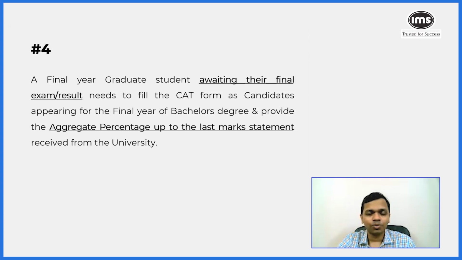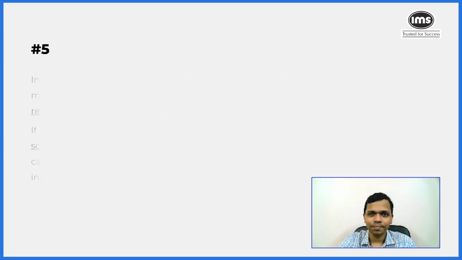So what you are supposed to do is, whatever semester marks that you have so far, you are supposed to enter them in the CAT form. So the aggregate percentage up to the last mark statement, which is received from the university or the college, that is what you have to enter in your CAT form.